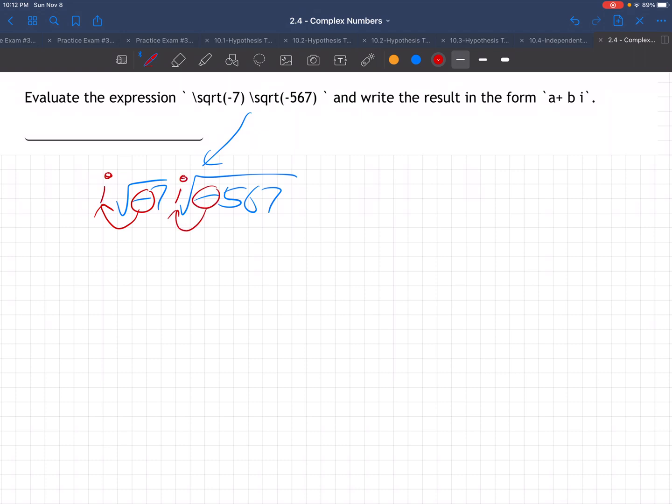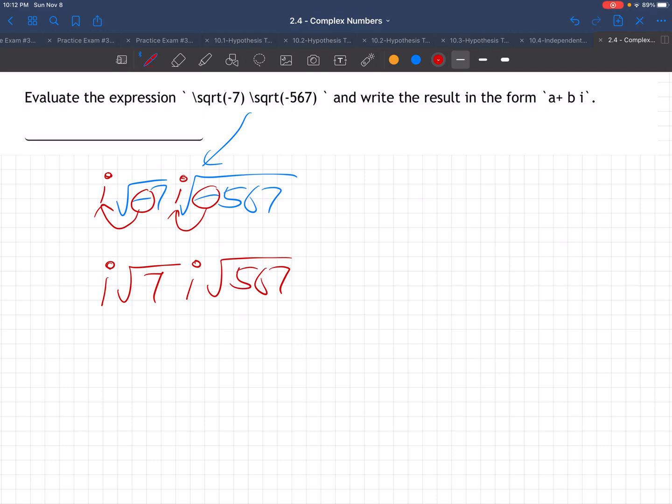Remember, a negative inside of a root always comes out and it's an i. So i square root of 7, i square root of 567. Good so far. No more negatives. Negatives inside of a root come out as an i because they're saying it's imaginary now. It's not real. You can't take the square root of negative numbers.